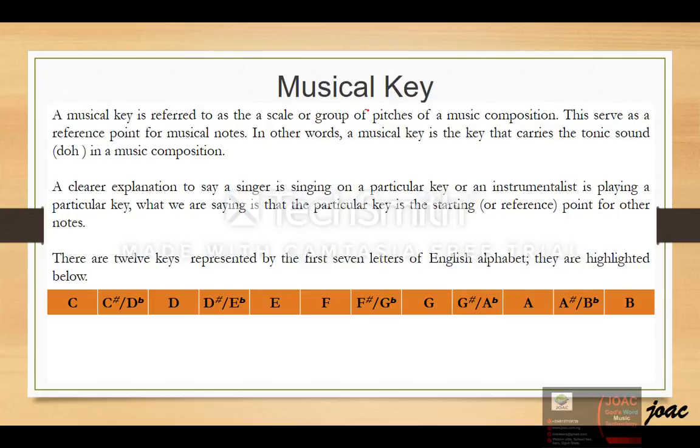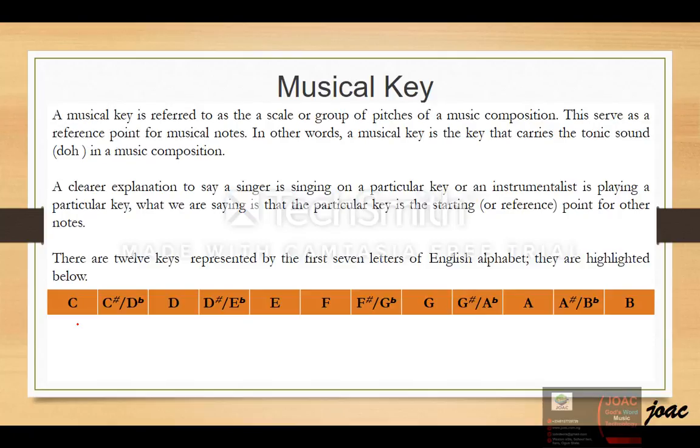Okay, so as we have 12 musical notes, we also have 12 musical keys. 12 musical notes and 12 musical keys. These keys are just represented by the first 7 letters of the English alphabet, that is from A to G. That's A, B, C, D, E, F, G. That's 7 letters with their flats and their sharps.